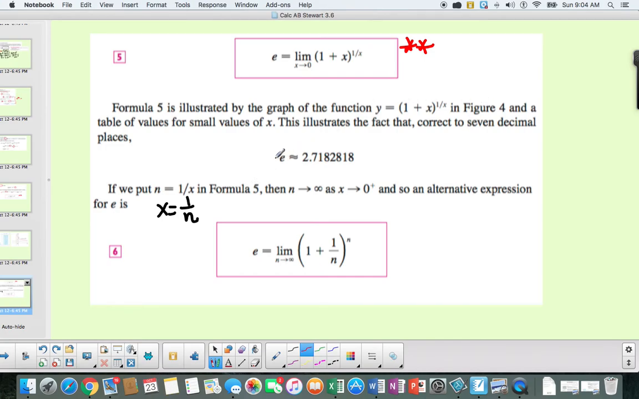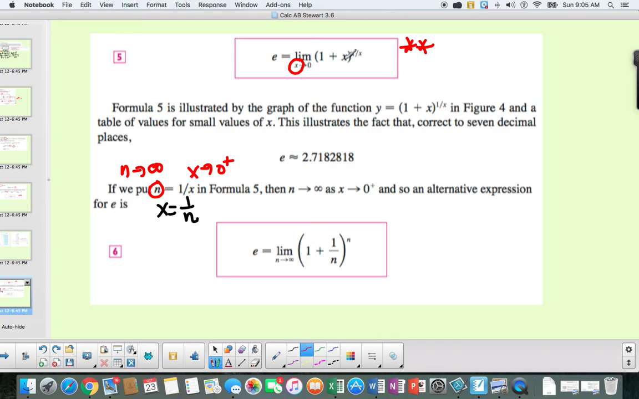Now, what I'd like to do is let n equal 1 over x, or x equal to 1 over n. They mean the same thing. As x gets closer to 0, that forces n to go to infinity. x is getting closer to 0 from the right-hand side, I should say. So this will be exchanged for n approaching infinity.